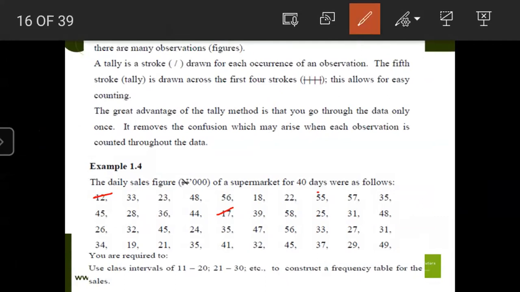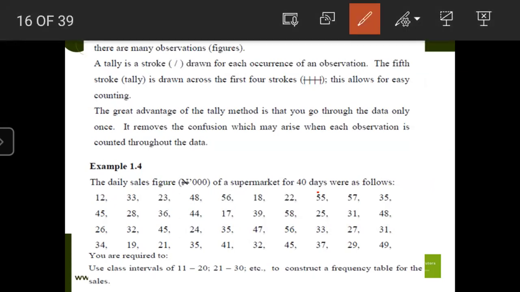21 to 30. We have 1. Oh, how did I miss 18? Wait, let's go again.